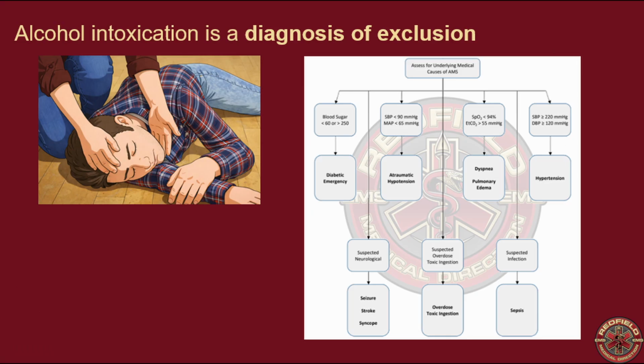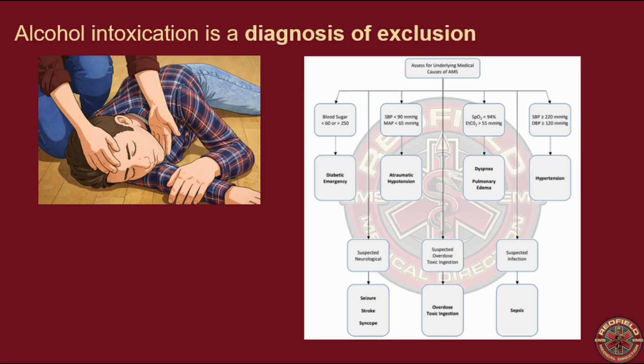One of the most dangerous assumptions we make is labeling someone as just drunk. Alcohol intoxication should always be a diagnosis of exclusion, not a shortcut. Alcohol increases the risk of trauma, hypoglycemia, liver failure, infection, seizures, hypothermia, hypoxia, and intracranial hemorrhage.